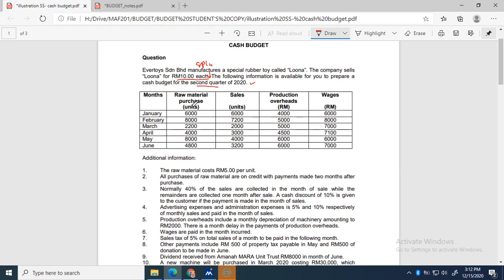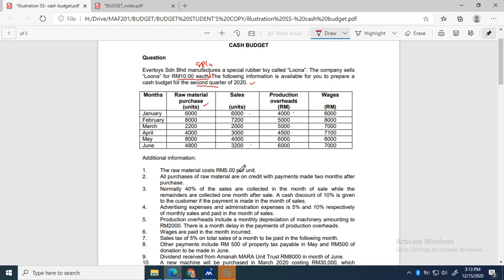2020. Okay, so information given in units: raw material purchase in units from January until June, sales in units from January until June. So this is production overhead cost in RM. Okay, wages cost in RM. Okay, based on additional information, we refer here.